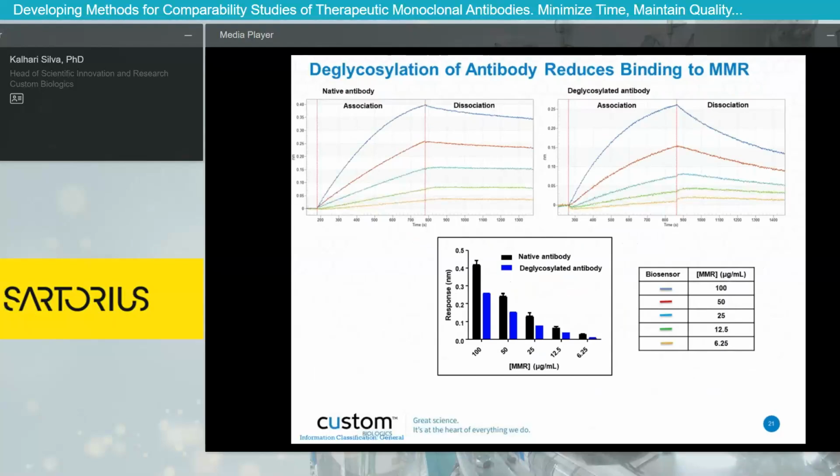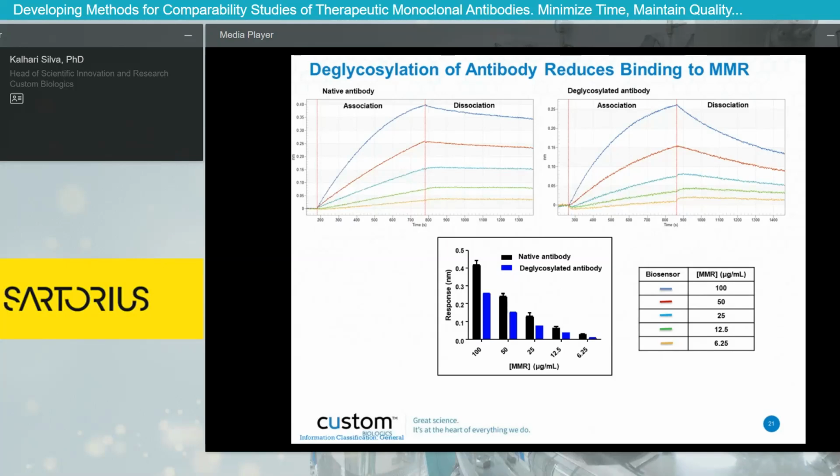In addition, we also moved on to performing a specificity study to figure out the specificity of the assay by subjecting the antibody to deglycosylation. So we used a commercially available kit to deglycosylate the antibody using the EndoS2 enzyme. And then we compared the native antibody to the deglycosylated antibody and observed the absolute binding responses.